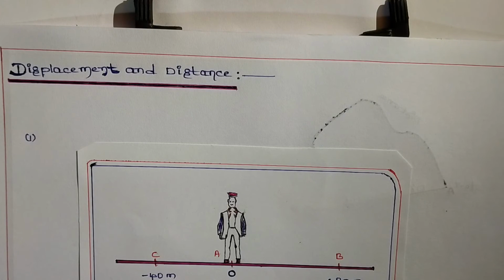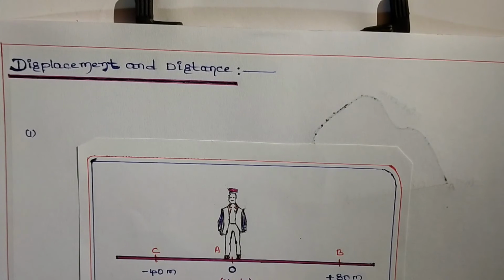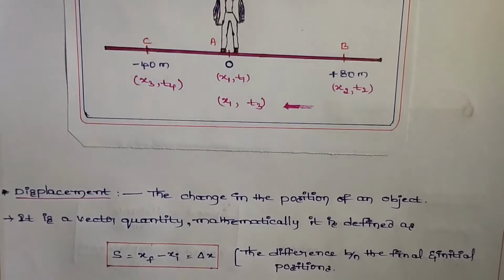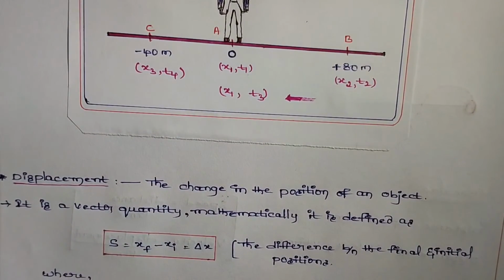In part 2 of motion in a straight line, I already discussed the distance, how to measure the path length, etc. Today I will explain what displacement and distance are and what the difference between them is. So, the definition of displacement is the change in position of an object. The change in position of an object is nothing but displacement.